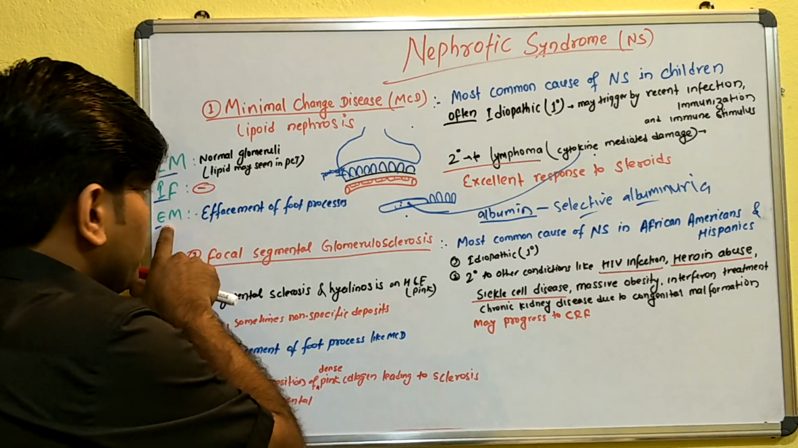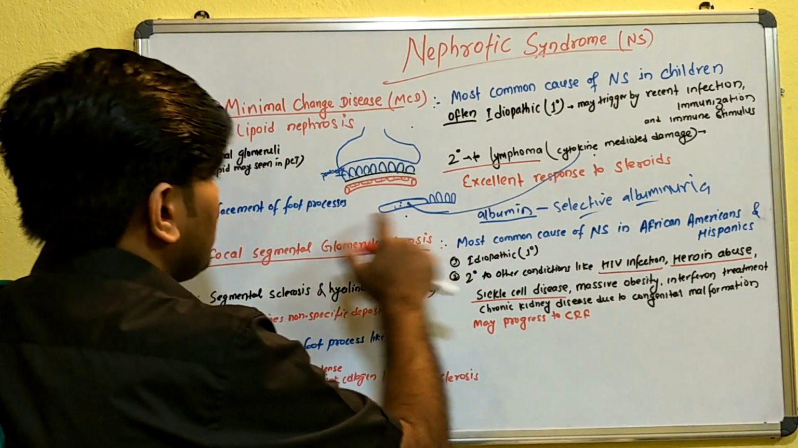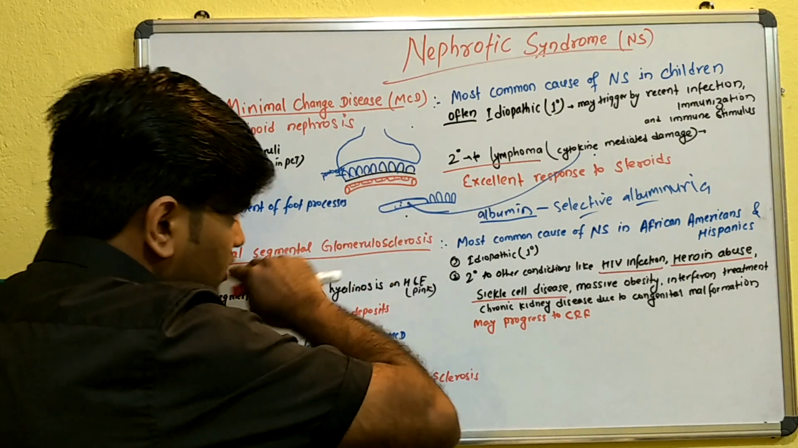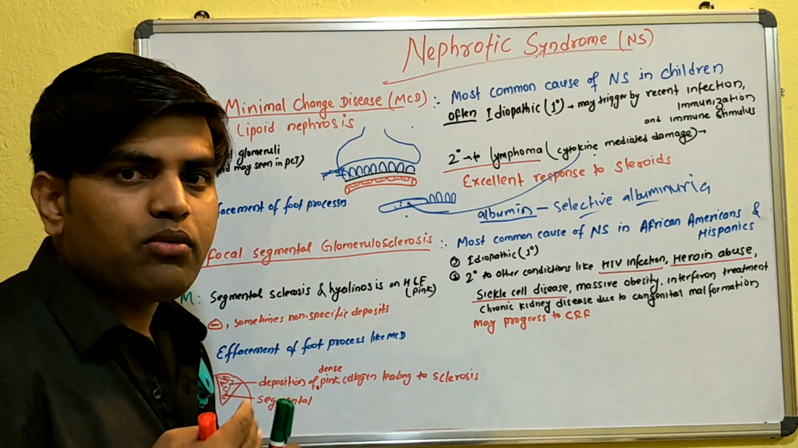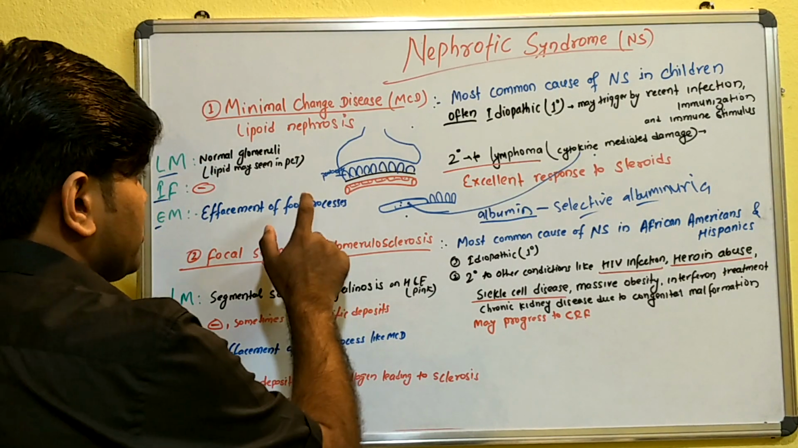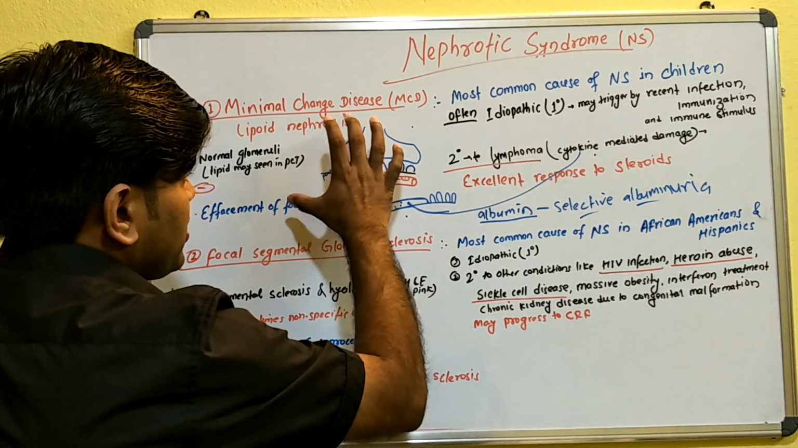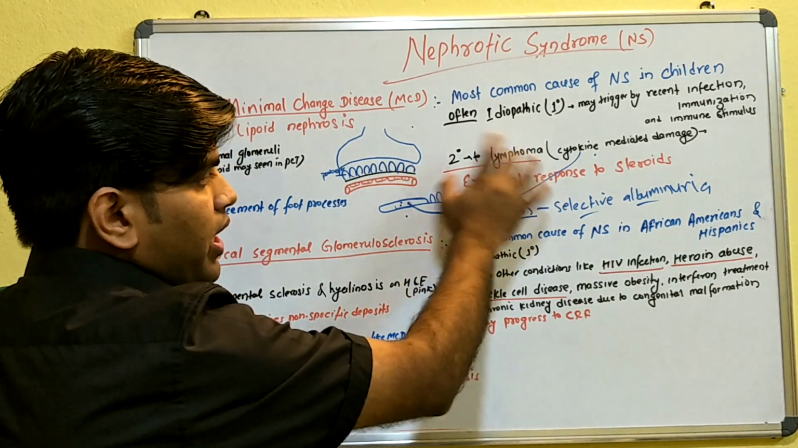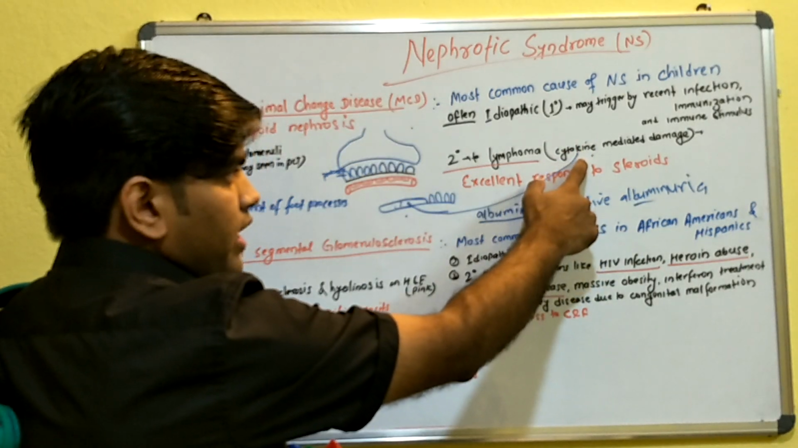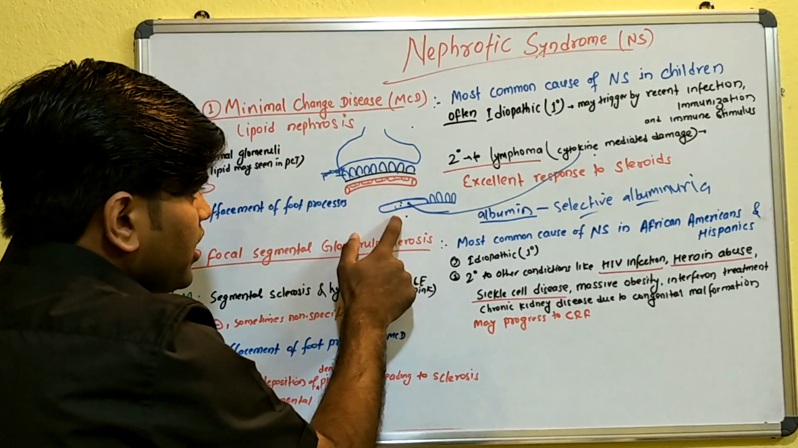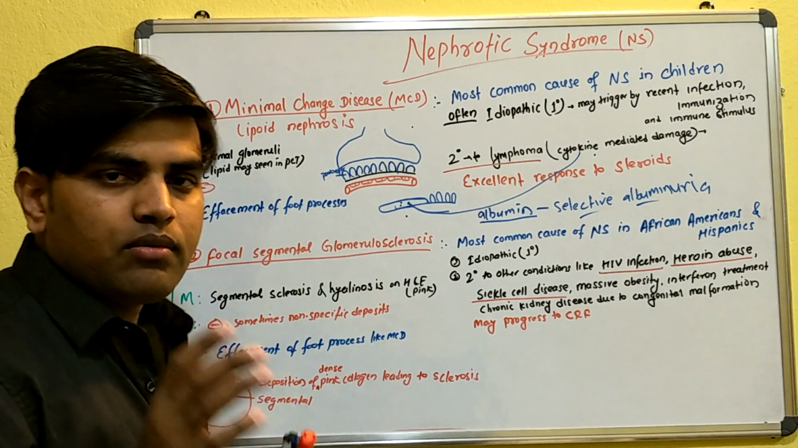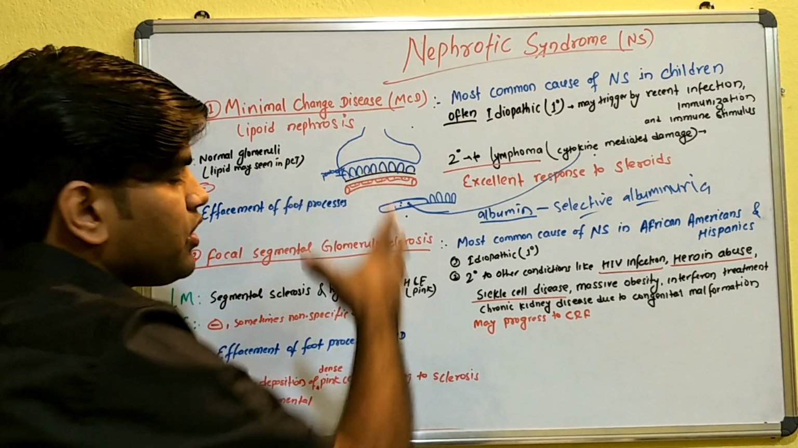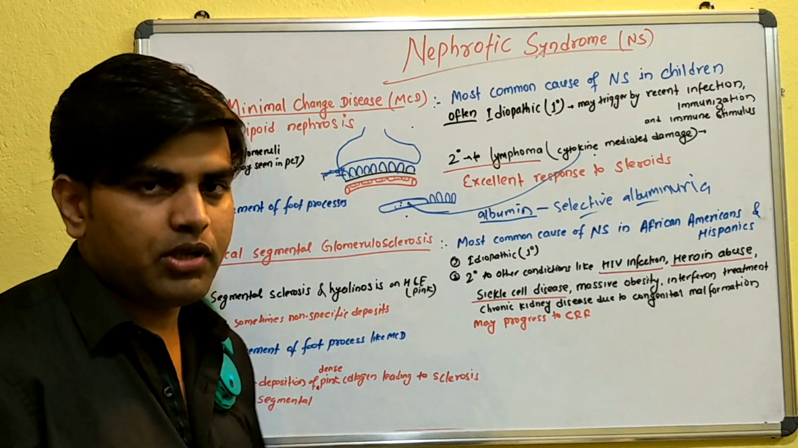magnification, then on electron microscope you will see this effacement of the foot processes. That is, the foot processes of the epithelial layer have been flattened. That will be the characteristic finding of minimal change disease. So you have to remember minimal change disease: normal glomeruli, it can be idiopathic, but more important is secondary to lymphoma, and most important to remember is cytokine mediated damage. Since cytokine mediated damage causes the effacement of the foot processes of your podocyte layer, the epithelial layer, if you remember this, then you will surely diagnose minimal change disease.